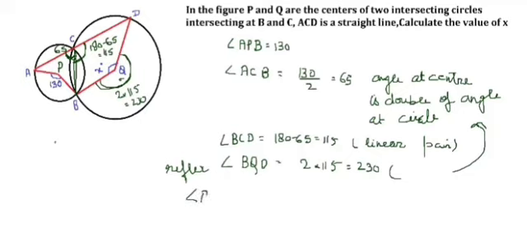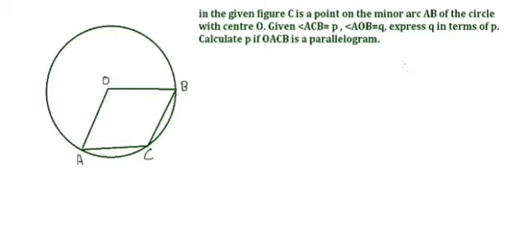Okay, then we can find out angle BQD, which is our x. So x equals 360 minus 230, that is equal to 130. This is our answer.